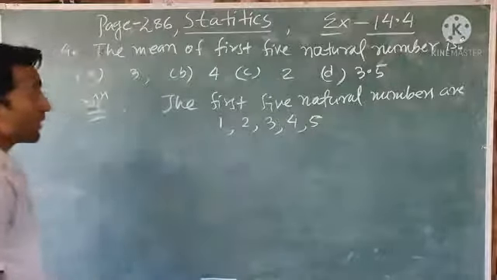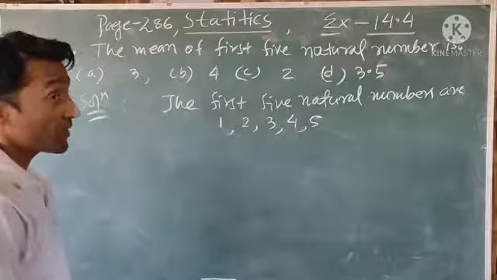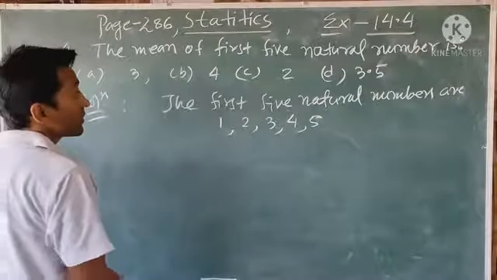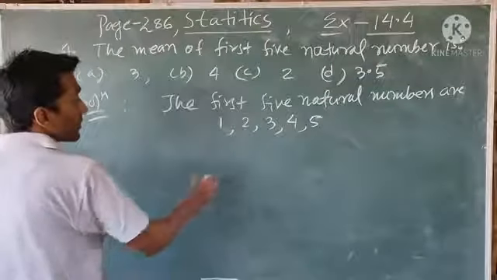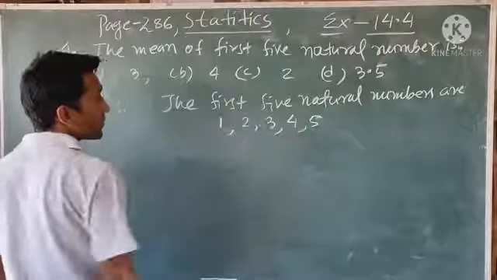Natural numbers and whole numbers you have got already in lower class. If numbers start from 0, then they are whole numbers. If starting from 1, then they are called natural numbers. So we got the natural numbers. First 5 natural numbers are 1, 2, 3, 4, 5.